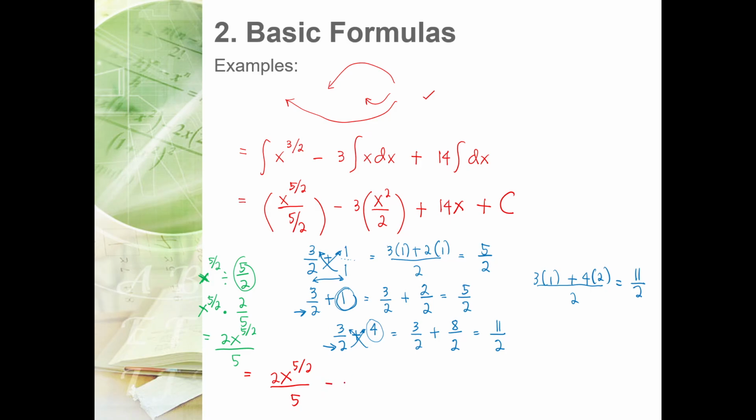So the second term is 3x squared all over 2 plus 14x plus c. That is your final answer.